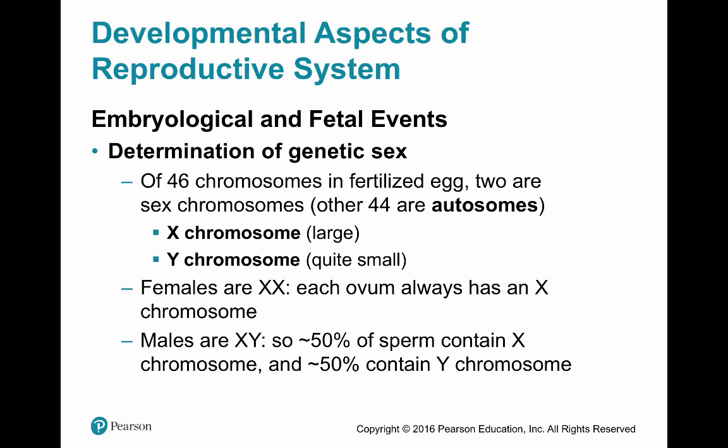And so the last part of this is talking about genetic sex and embryological and fetal events that happen. If you remember, we have 46 chromosomes in fertilized eggs. 2 are sex chromosomes. The other 44 are autosomes. The X chromosome is large and the Y is quite small. In females, it's XX. Each ovum always has an X chromosome. For males, they're XY. So 50% of the sperm contains X chromosomes and 50% contain Y.